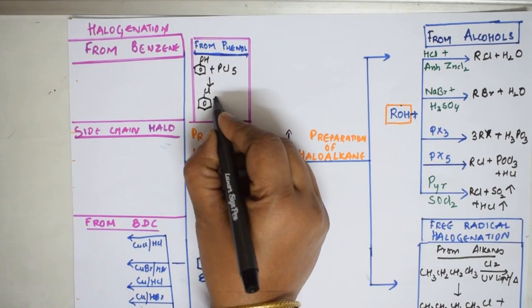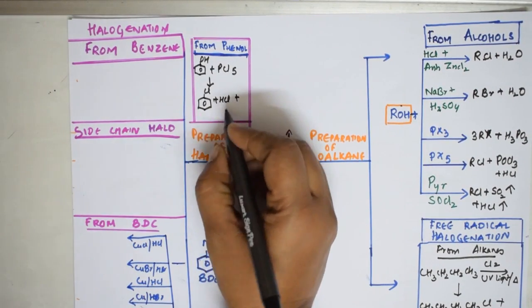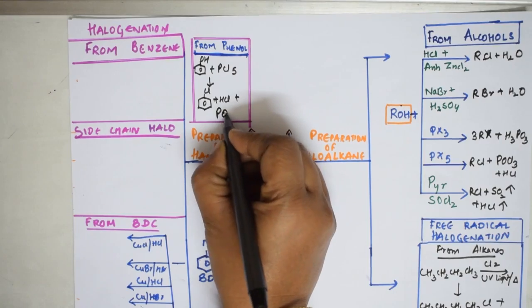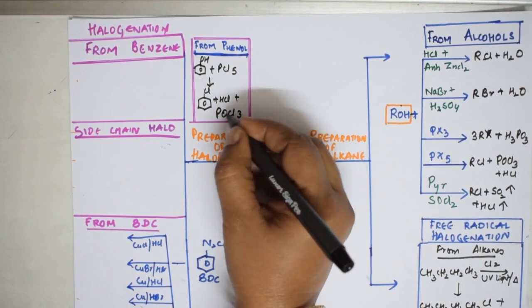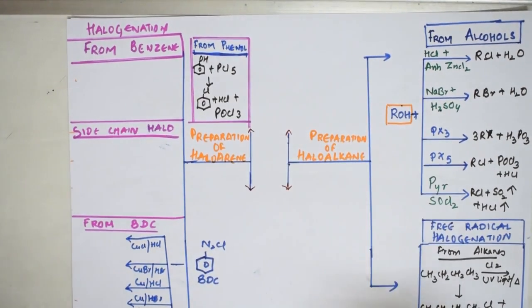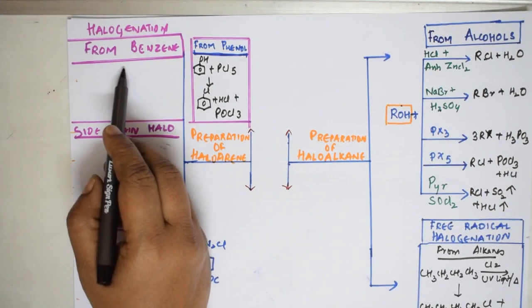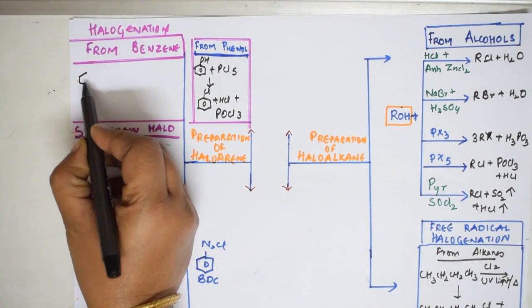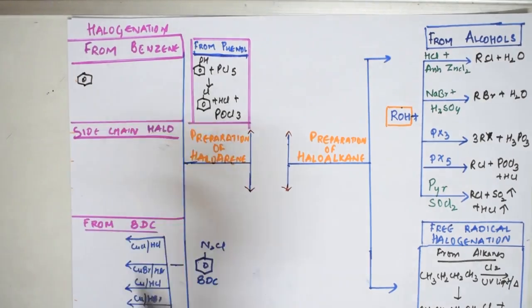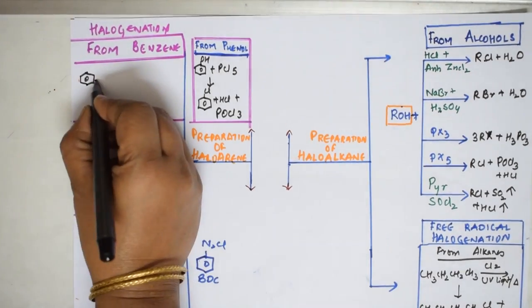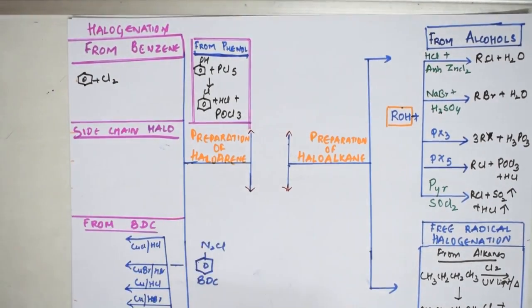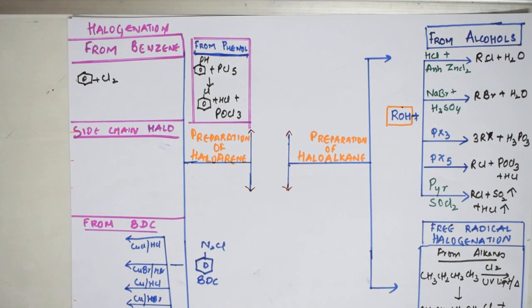What is left out now? One H will come out as HCl and the leftover is POCl3. So let us count the chlorines. 3 plus 1 is 4, 4 plus 1 is 5. So simple, isn't it? So I have prepared haloarenes from phenols. Yes students, done. Now let us prepare from benzene. So here I am going to take benzene. How can I prepare? The simplest way is you are going to add chlorine to this, and I am preparing the haloarene, that is chlorobenzene.